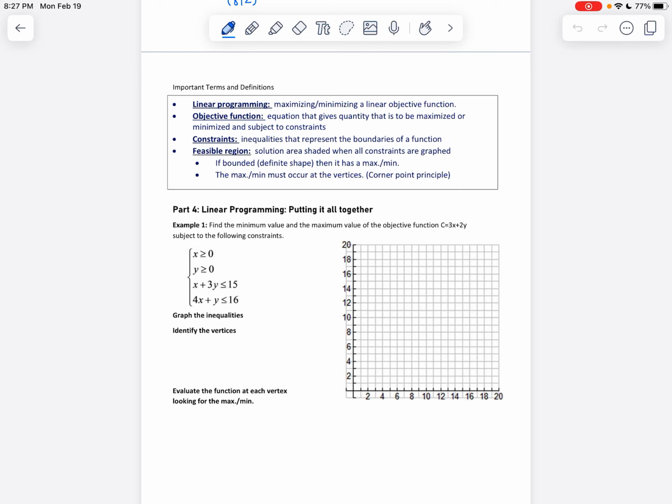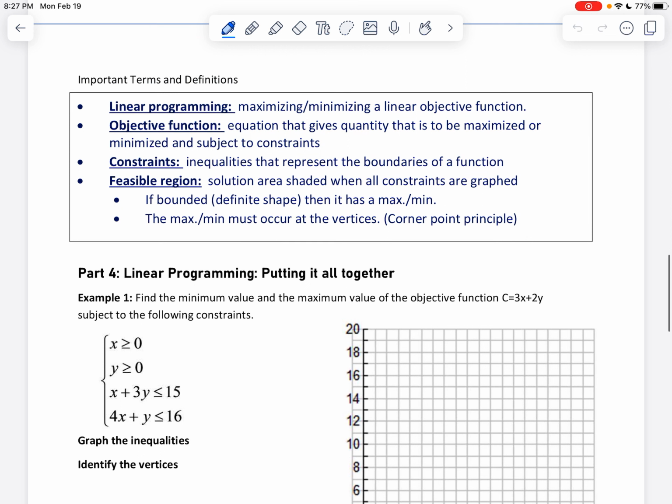So before we put everything together for linear programming, we're going to go over a few vocabulary terms. First off, linear programming itself. This whole idea in math is a way to maximize and minimize a linear objective function. So when it comes to maximizing and minimizing, this is especially important with businesses who try to maximize their profit given different constraints that they might have on supplies, hours of labor, and things like that. So they want to maximize their profit.